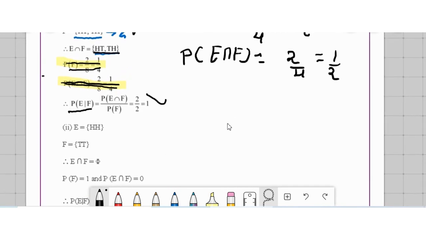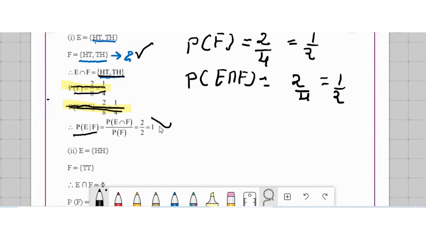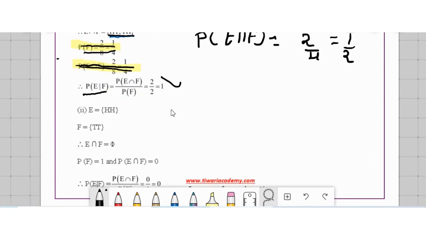Now, question number 2 in the same manner. Event E is no tail appears, and F is no head appears. So let us write down that event: no tail appears, so only H is appearing. And similarly no head appears, it means only T appears. Now if you take the intersection, then the intersection is the null set. Now very easily you can calculate P of E intersection F equal to 0, since the intersection is the null set, the probability will be 0. So 0 upon anything, the answer is 0.